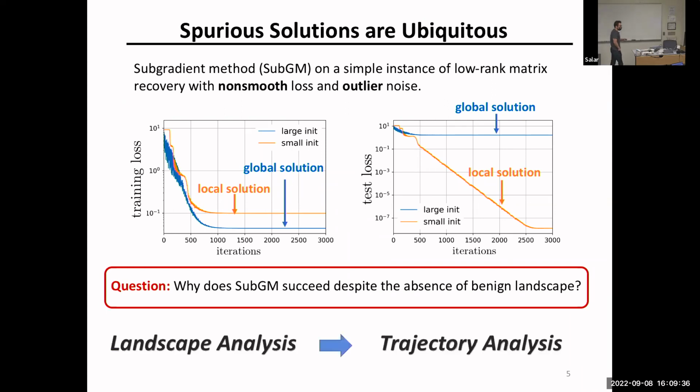To answer this question, our approach is to move away from arguments based on global benign landscape analysis and focus more on the solution trajectory of the algorithm. The main reason is that benign landscape is very restrictive, because it must hold globally over the entire landscape of the problem. Our algorithm takes a specific path, and therefore it is blind to whatever happens outside that path.